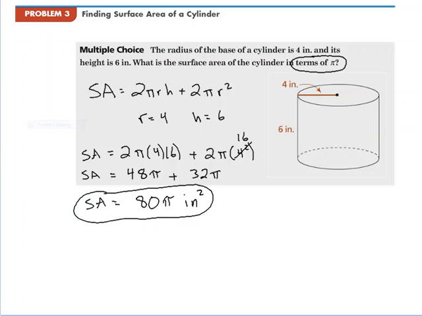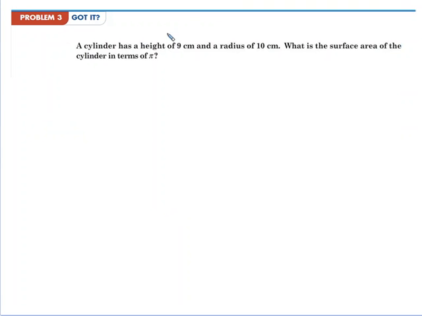And notice we're just going to leave that. And I believe in MathXL, you'll do the same thing. You will not multiply 80 times 3.14. Just leave it as 80 pi. Okay, let's do one more. And this time there's no picture. It does provide all the information, though.